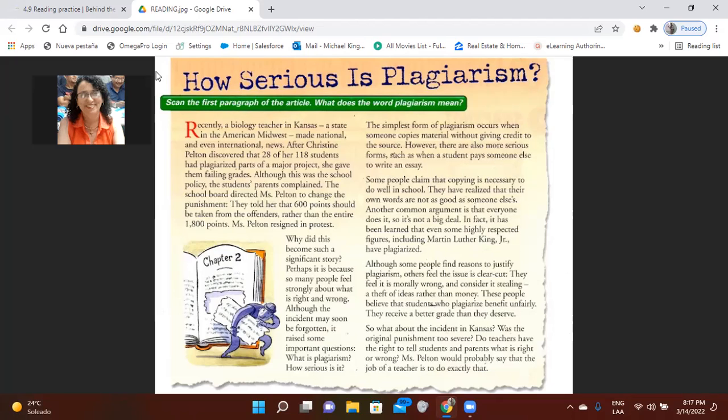Rigo Argueta, continue. Although some people find reasons to justify plagiarism, that is the correct pronunciation. Plagiarism. Others feel the issue is clear-cut. They feel it is morally wrong and consider it stealing, a theft of ideas rather than money. These people believe that a student who plagiarizes benefits unfairly; they receive a better grade than they deserve. Perfect. What is the meaning of plagiarism? Okay, stop right there. Go ahead, select somebody.